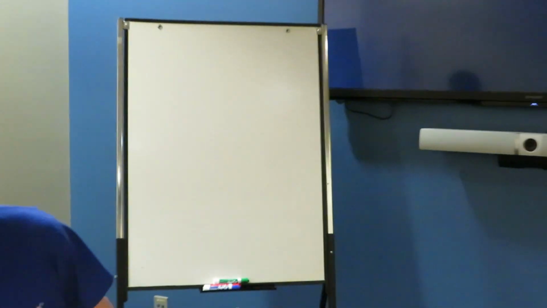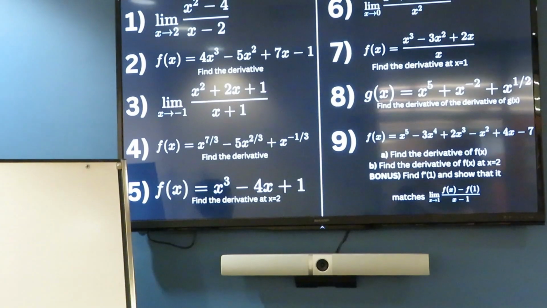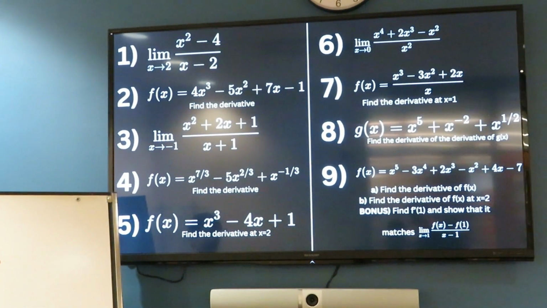Now, if you want to get into a group of 3 or 4, I have some team practice problems for you. Try solving these questions and then seeing how many correct you can get.